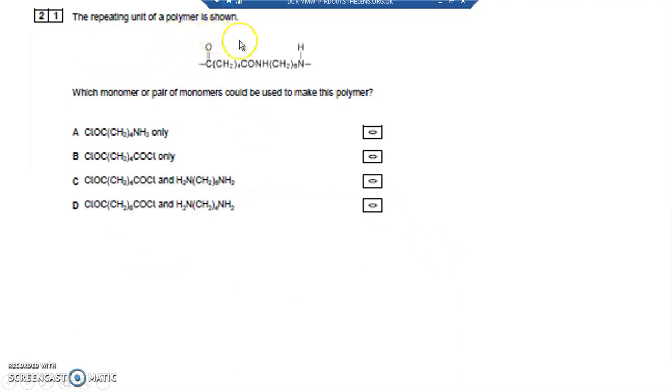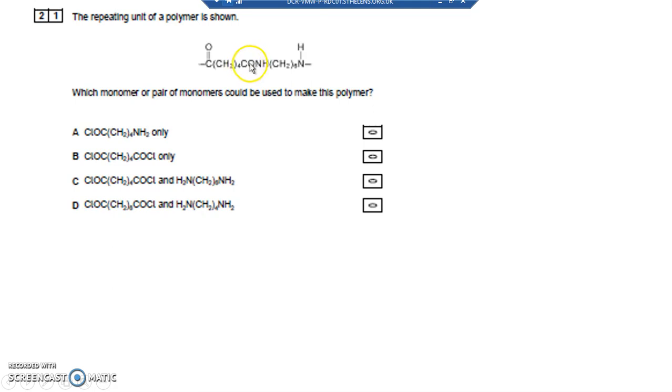The repeating unit of a polymer is shown below. So I've got an amide link, a CONH link, sometimes also called a peptide link if it's in a protein. The CONH, and at this end I've got an NH, and at this end I've got an H. So that linkage there, that peptide link, is formed from this unit and this unit. So this one I'd have NHCH2, NH. And then this would have an NH2 on this end, and this would have been a carboxylic acid, COOH, or maybe a COCl.